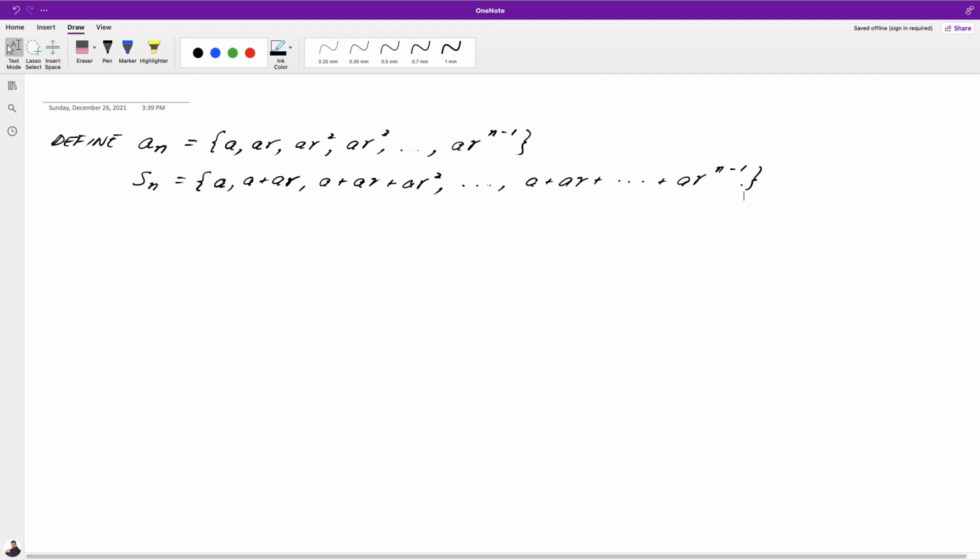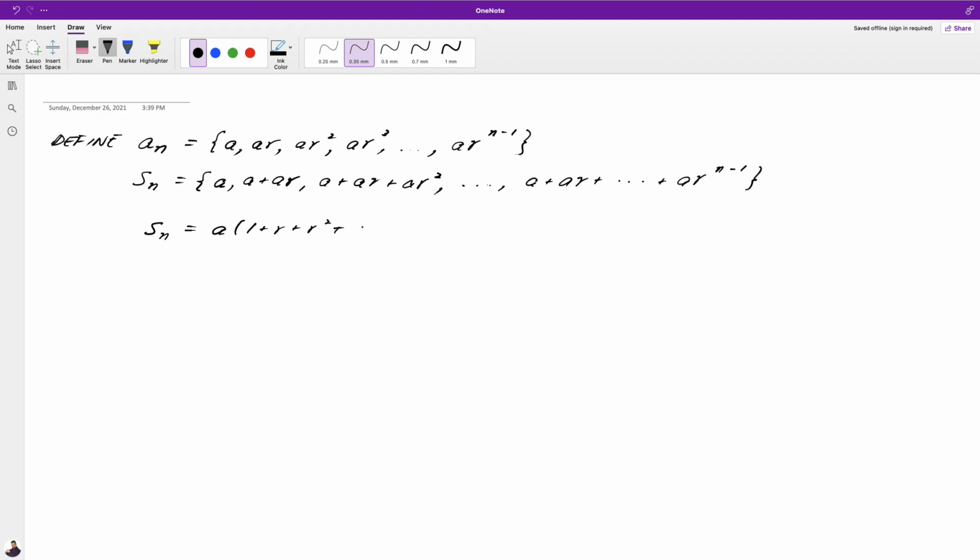Well, let's at this point go ahead and try to generalize this. If I have my sum S sub n, I can group all the a values together, as you can see, and I would have as follows: a, and then it would simply be 1 plus r plus r squared plus all the way to r to the n minus 1.